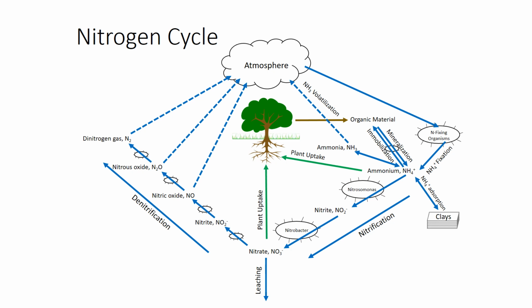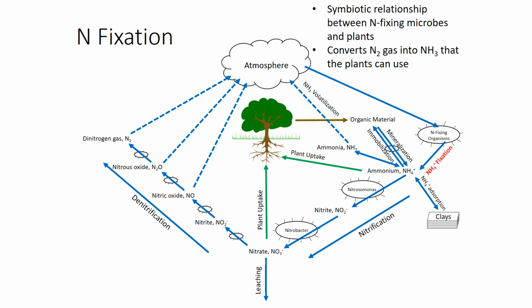So we reviewed the nitrogen cycle previously this semester, and we gave a general overview. Now we're going to review it again, but with more of an emphasis on soil fertility. First, let's talk about nitrogen fixation. Here we have nitrogen fixation over on the right side, and this is where microbes form a symbiotic relationship with plants generally, or in some cases just live on their own, and they convert nitrogen gas into ammonia. And that ammonia is something that the plants can actually use.